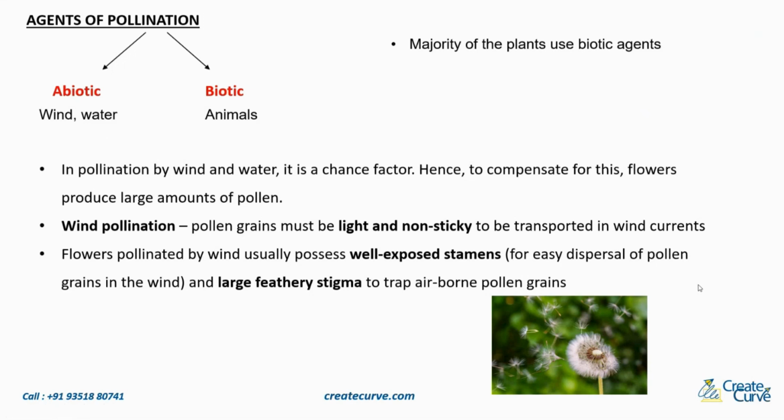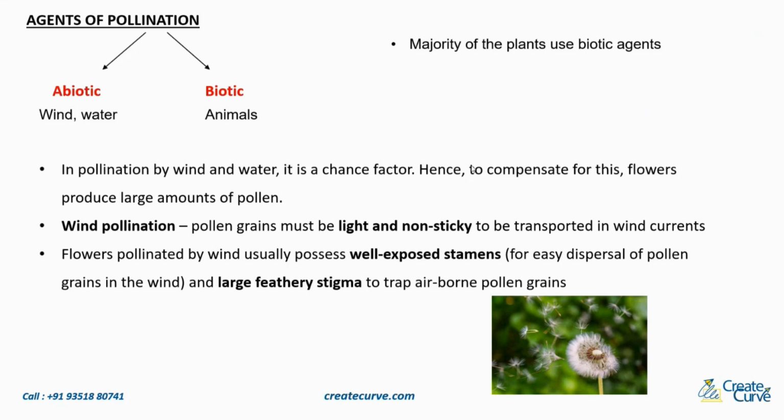Now, in pollination by wind and water, it is a chance factor. Hence, to compensate for this, flowers produce large amounts of pollen. Isn't that right? Sometimes the pollen grains are released into the wind and the wind carries them, but most of them may fall onto the ground. Some may not even reach where they are supposed to reach.